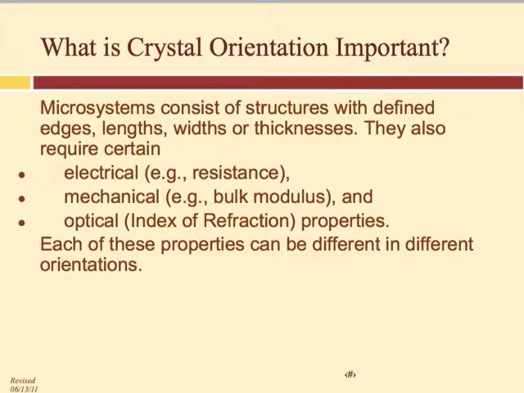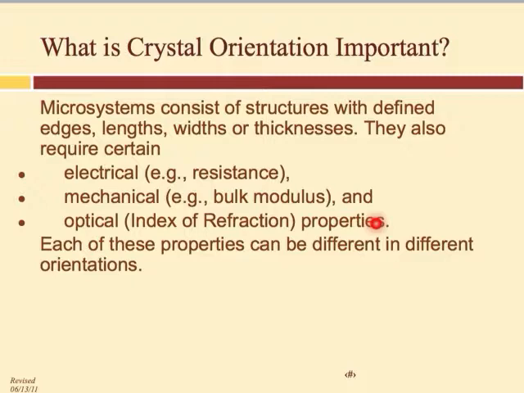Okay, so why is it important? Again, electrical properties depend on the structure. Mechanical properties depend on the structure. This bulk modulus thing is how flexible something is. And it might be flexible in one direction differently than in another direction, because the crystal structure is different, depending which way you're looking at it. Of course, the optical properties are also different. You see that with your diamond, right?